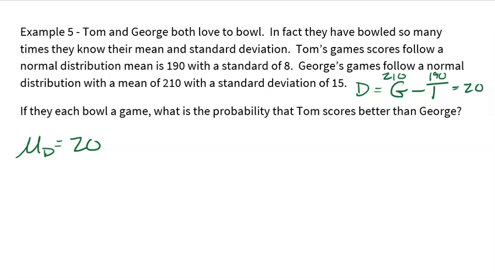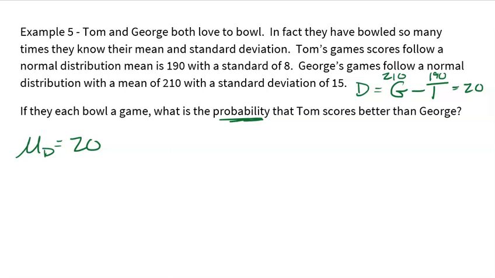But think about it. George could deviate on the low end. Tom could deviate on the high end. And all of a sudden, maybe Tom does score better. So it is possible. And the question is, what's the probability of that happening?